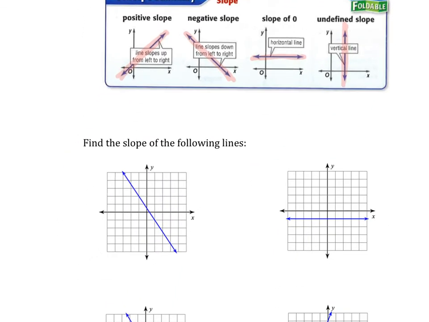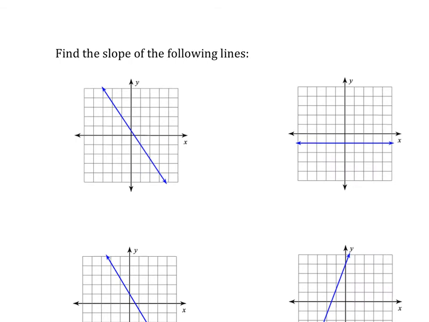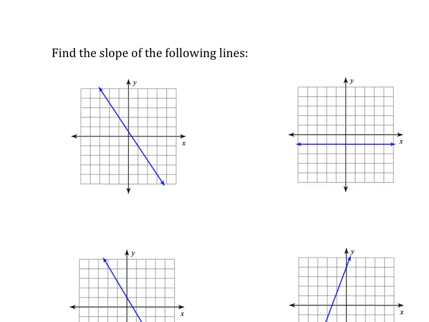Now let's look at some graphs and find the slope of the following lines. So remember, our slope is going to be m is equal to the rise over the run, or the change in y over the change in x.